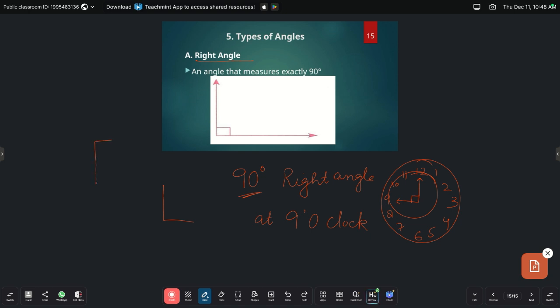Again, if you make a square, here it is a right angle, here it is a right angle, here it is a right angle, and here it is a right angle. So a right angle can be in this way, it can be in this way, it can be like this. So all of the figures here are right angles. So what is a right angle? It is an angle that measures exactly 90, neither less than 90 nor greater than 90.